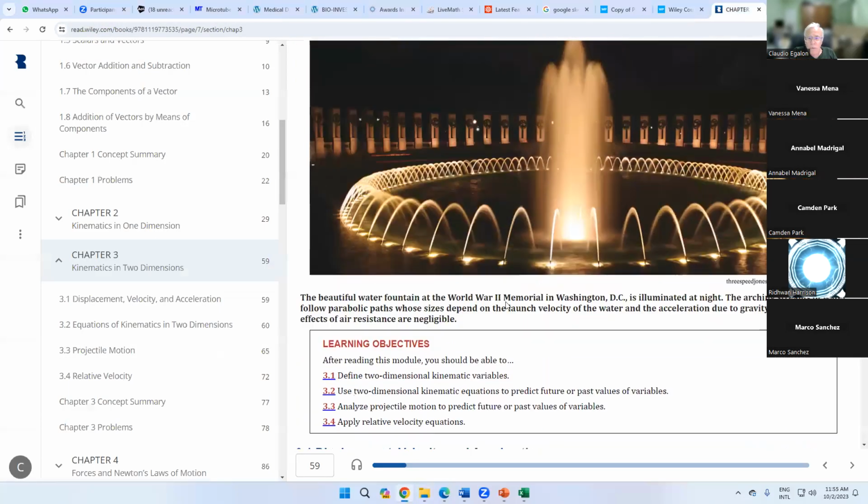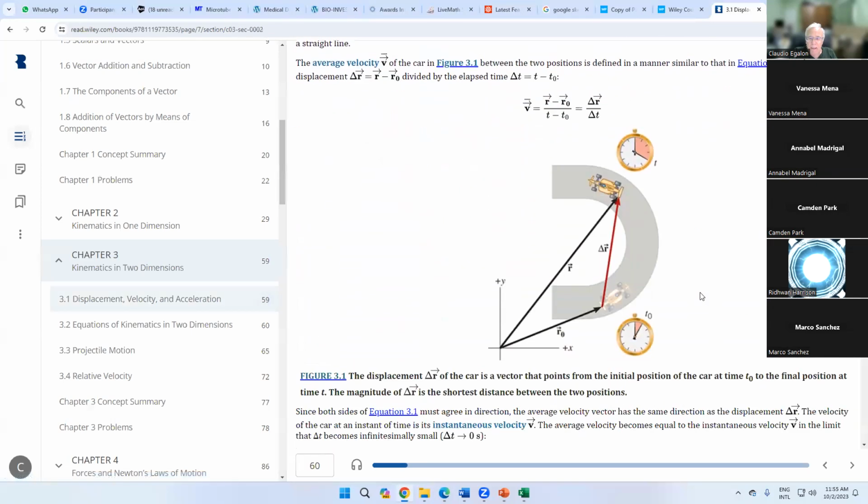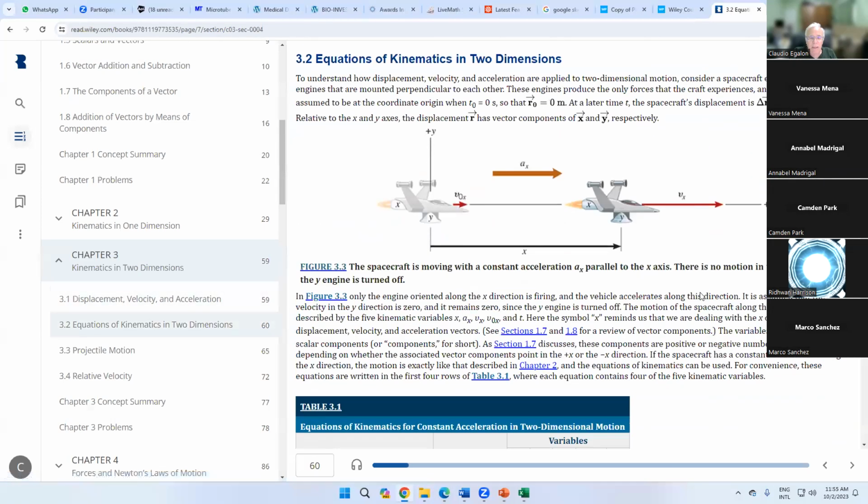So let's see. Do you see those water fountains? Those water fountains are drawing an approximate parabola. Each of those droplets of water exiting the nozzle of the water fountain is a projectile, and the path it is depicting is that of a parabola, approximately a parabolic shape. Okay, and let's see if I have it here.